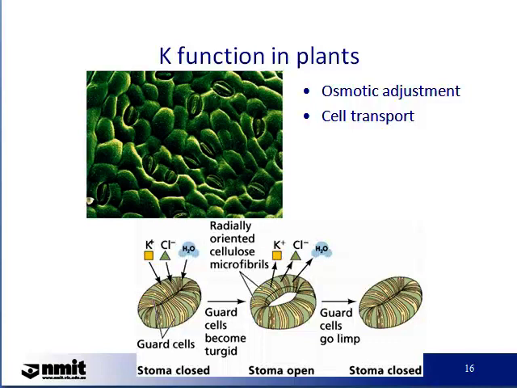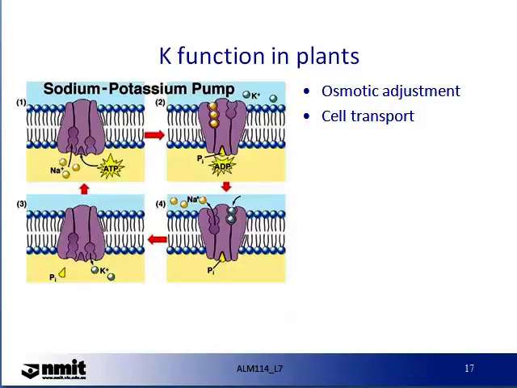When guard cells are open, transpiration can occur and water loss occurs. But carbon dioxide enters the plants, allowing photosynthesis. When stomata are closed, no photosynthesis and no loss of water. The image on the slide is of a sodium-potassium pump in cell membranes. This is another important component as it enables cell transport. You will see that ATP and NAD are involved in this process too.